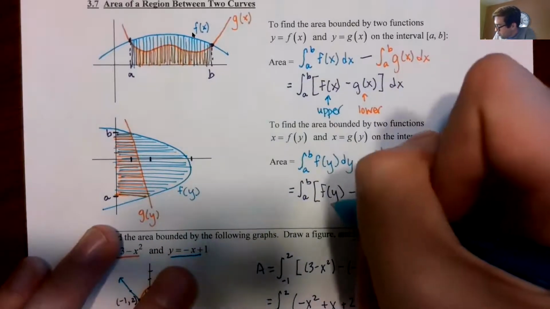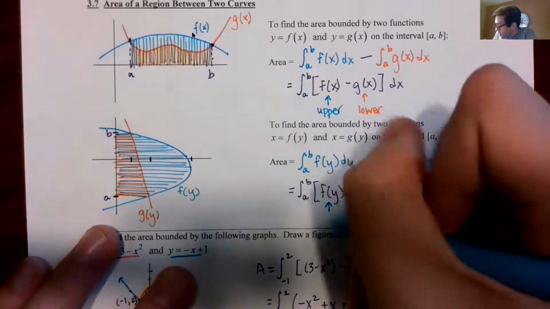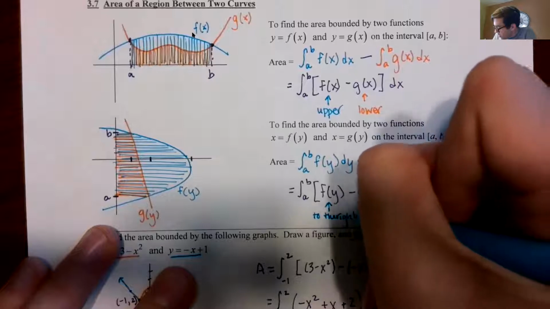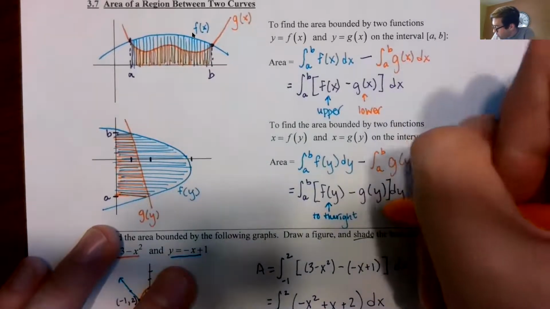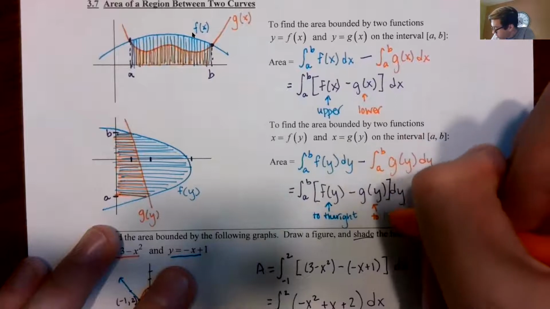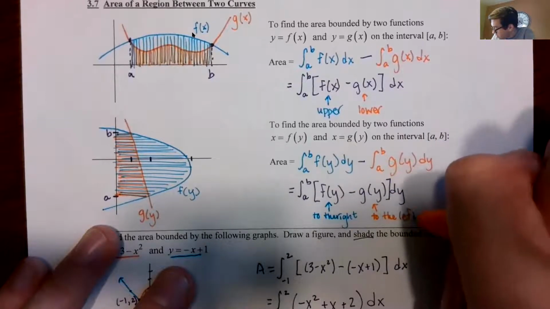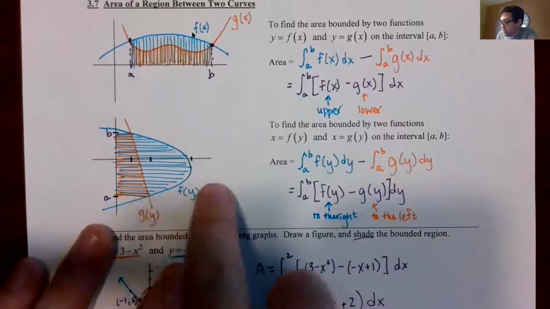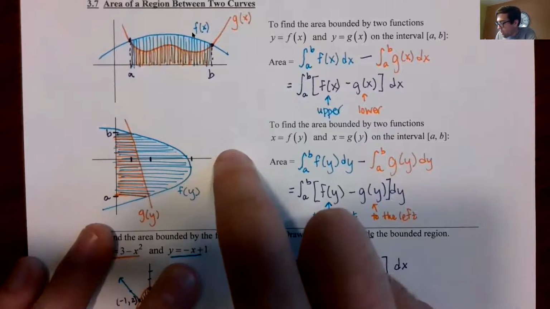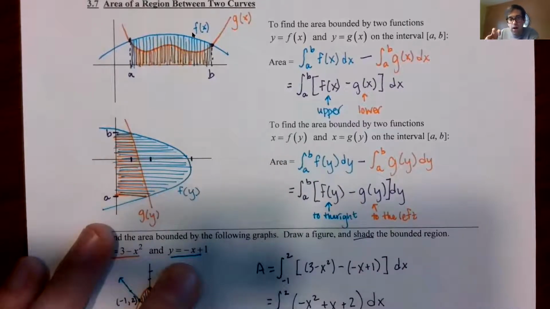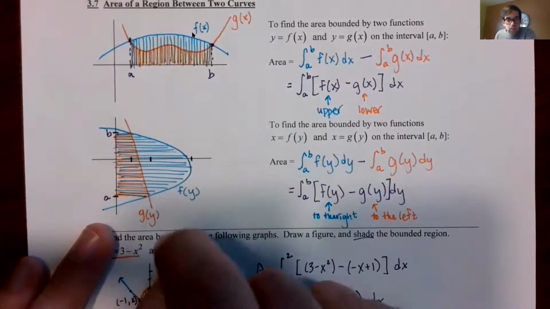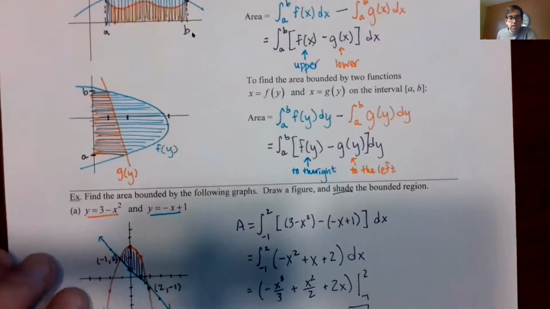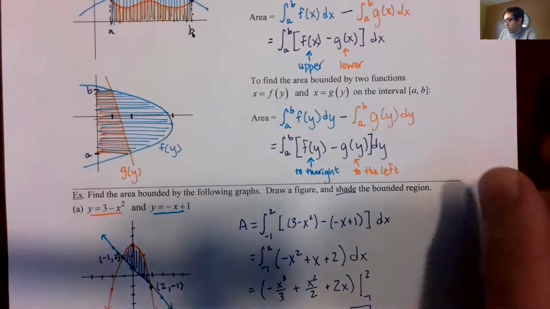And it's very important this time that the first function is always the one that's to the right. The second function is always the one that's to the left. So to the right and to the left. And that's going to make sure, because to the right is bigger x value. So that's going to be serving as our upper function in this case when we shift it sideways like this, right? Okay, so that is how we're going to approach letter B. Let's take a look at letter B.